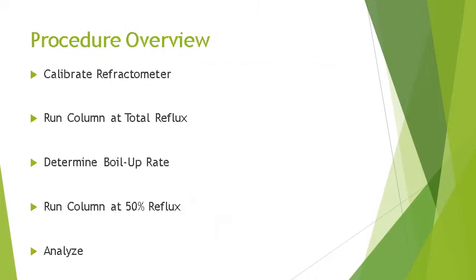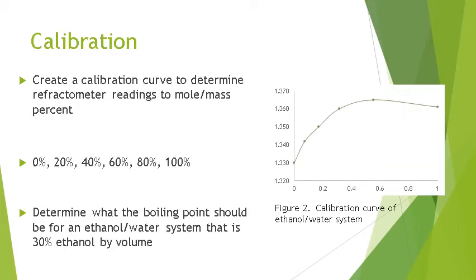The major components of the procedure are to calibrate the refractometer, run the column at total reflux, determine the boil-up rate, run the column at 50% reflux, and analyze the results.